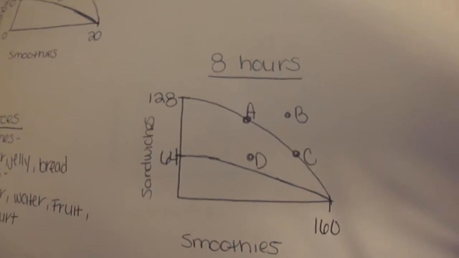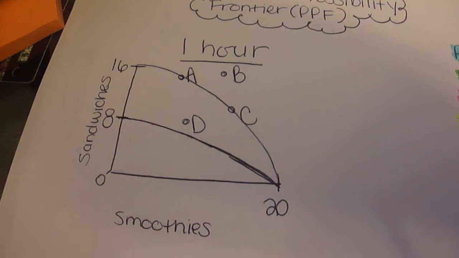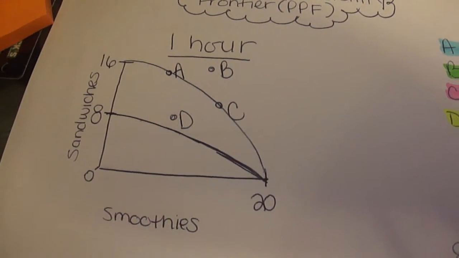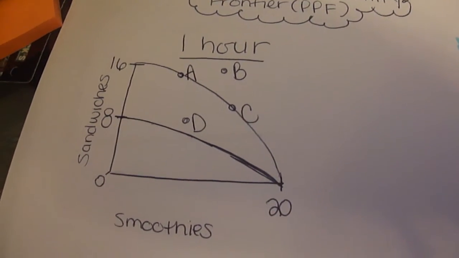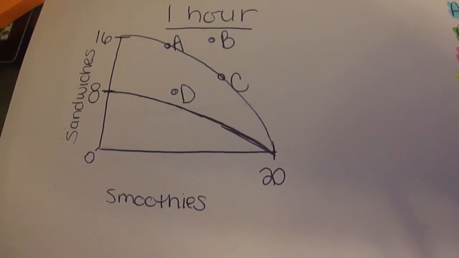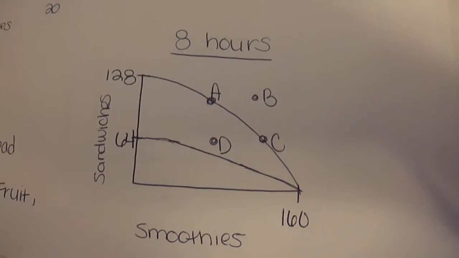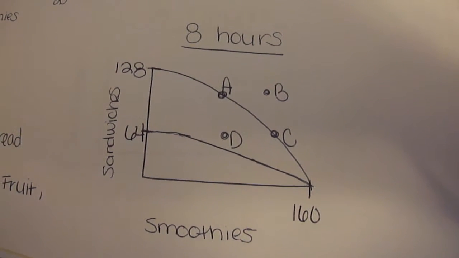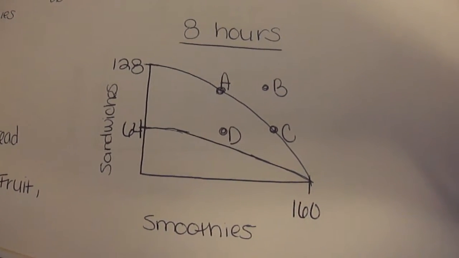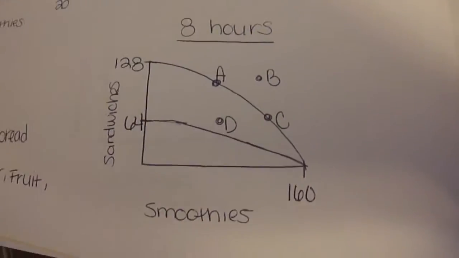So here you can see that within a 1 hour period, I'm able to make 16 sandwiches and 20 smoothies. If I have a limited supply of peanut butter, I'm only able to make 8 sandwiches, but I'm still able to make 20 smoothies. In an 8 hour period, I am able to make 128 sandwiches and 160 smoothies. With a limited supply of peanut butter, I am only able to make 64 sandwiches, but I can still make 160 smoothies.